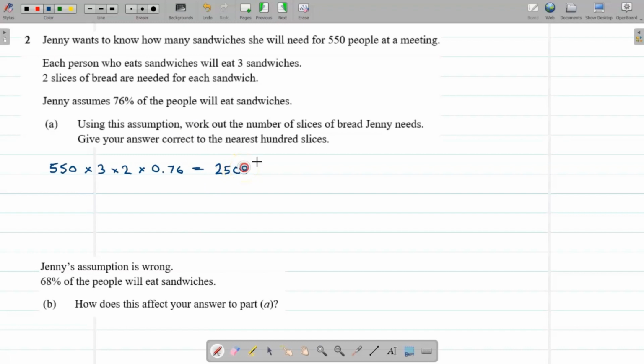Okay, and it says give the answer to the nearest 100 slices. So I'm going to say that's approximately equal to 2,500. Okay, and that's the answer to part A.